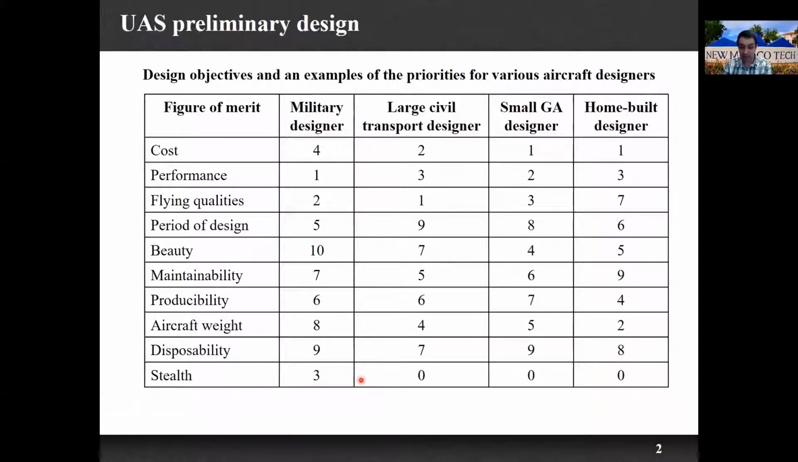If you talk about stealth property, we usually have the stealth property for military aircraft, because we want to avoid them being caught by different types of radars. This is the reason that for the military designer we consider this, and it is equal to 3, and for the other airplanes it is equal to 0, because we don't think about making them have stealth properties.